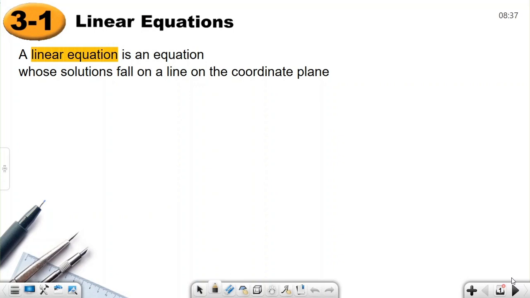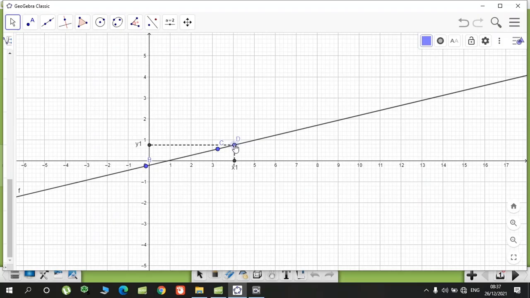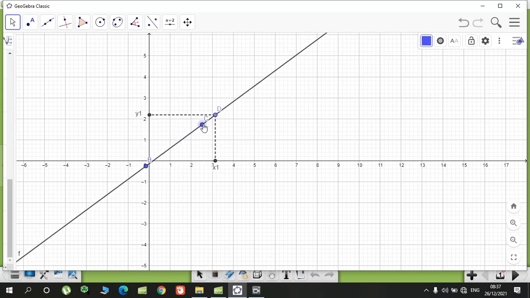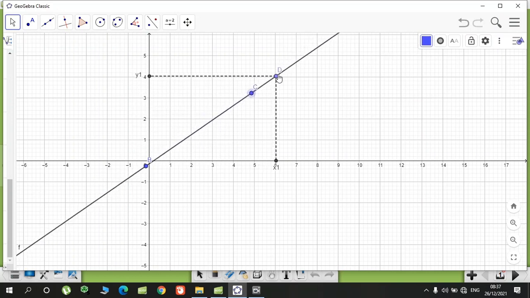Linear equations. A linear equation is an equation whose solution follows a line on the coordinate plane. So linear equations show the relation between x and y values of a line. So let me show it on a graph. Let's see, that's a line. As you see, that's a good line.